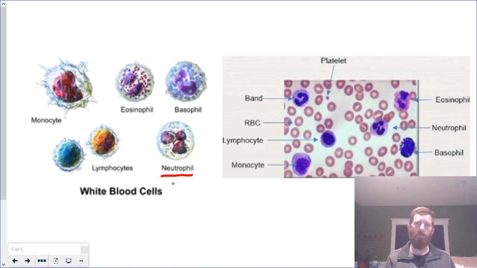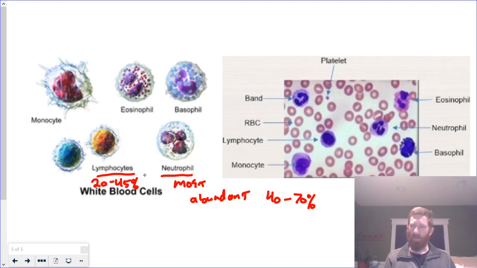So neutrophil, this is the most abundant, right? And this comprises about 40 to 70% of your white blood cells. Next in line, we have our lymphocytes, which are the second most abundant, and they comprise between 20 to 45% of your blood volume. And then these other ones are all in the single digits of percent, so we're not really going to go into that. But a basophil and an eosinophil and a monocyte, right?